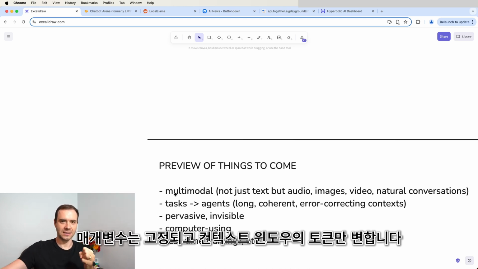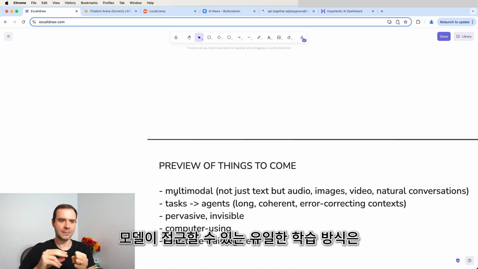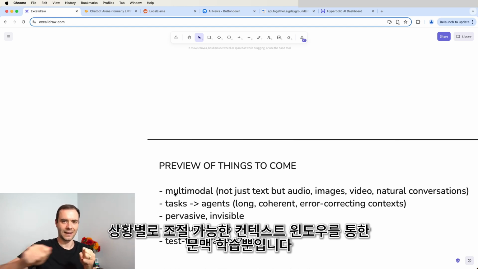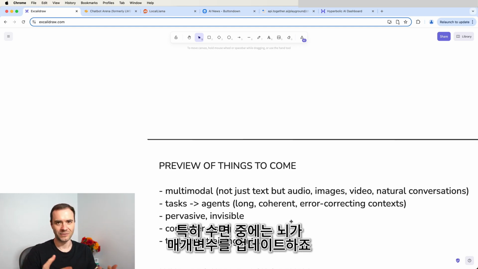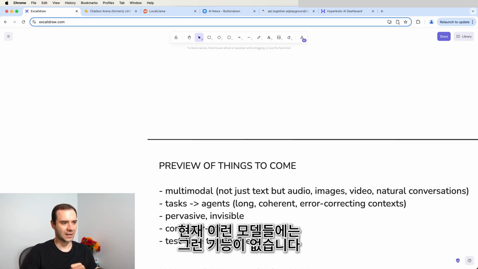And the only thing that is changing is now the tokens inside the context windows. And so the only type of learning or test time learning that the model has access to is the in-context learning of its dynamically adjustable context window, depending on what it's doing at test time. But I think this is still different from humans, who actually are able to learn depending on what they're doing, especially when you sleep, for example, your brain is updating your parameters or something like that, right? So there's no kind of equivalent of that currently in these models and tools.